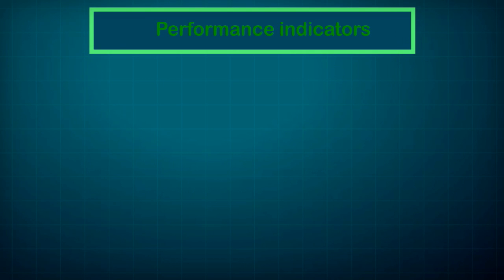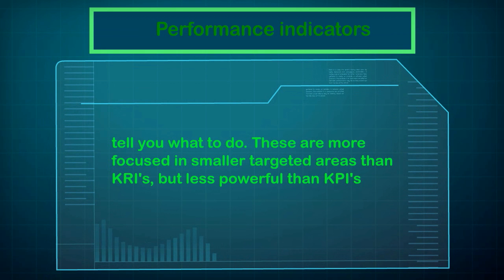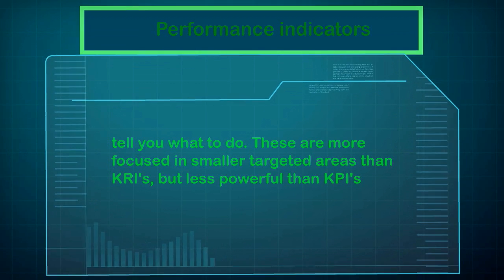Performance indicators are measuring tools used to define the success or failure of a given process. They are more focused and used to target smaller areas than that of the KRIs.